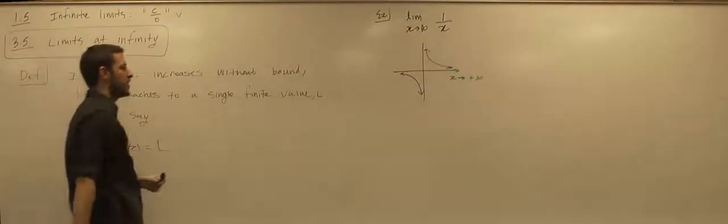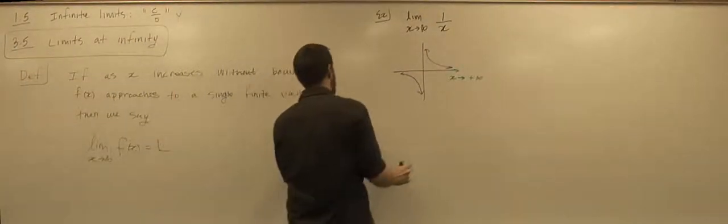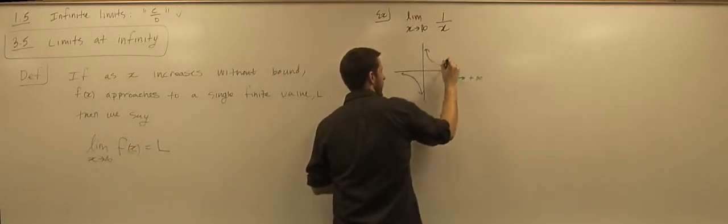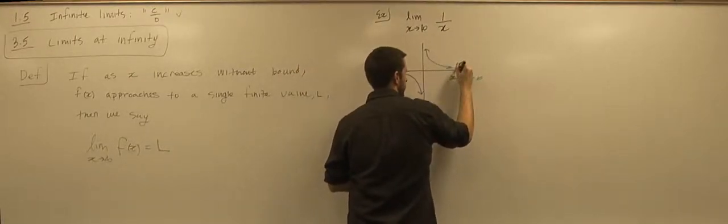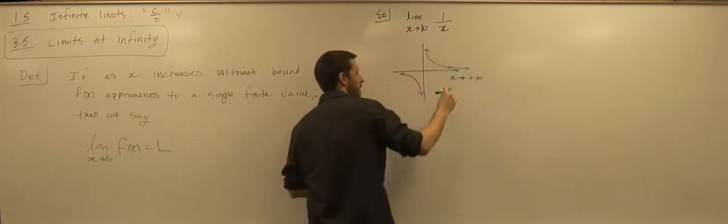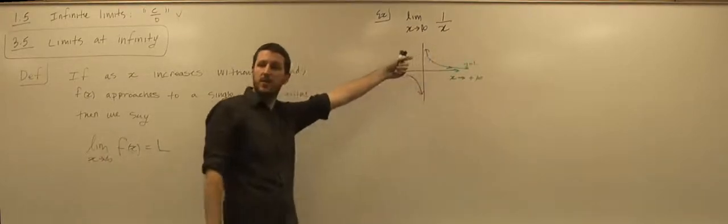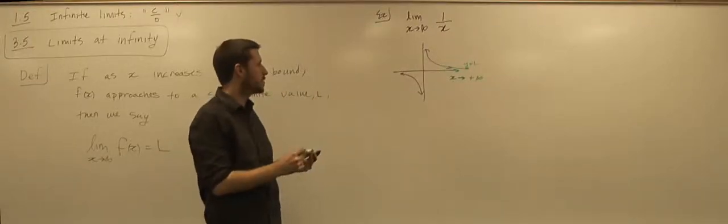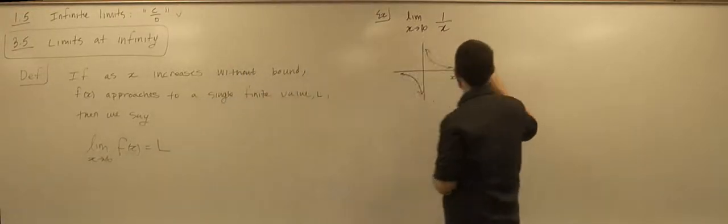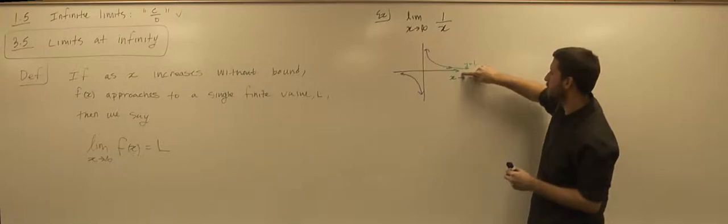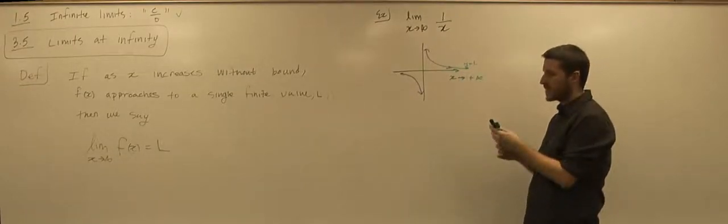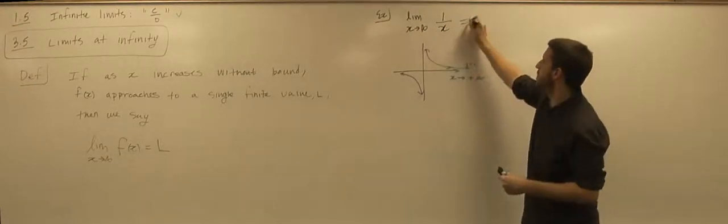That's what x increases without bound means. F of x approaches a single finite value, L. So as x goes to infinity, I need to figure out what my y values are approaching. In this case, it's 0. Because my y values are approaching 0 way out here, they're getting super close to the x-axis, I will say this limit equals 0.